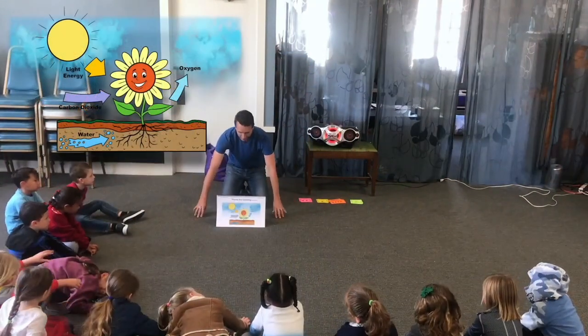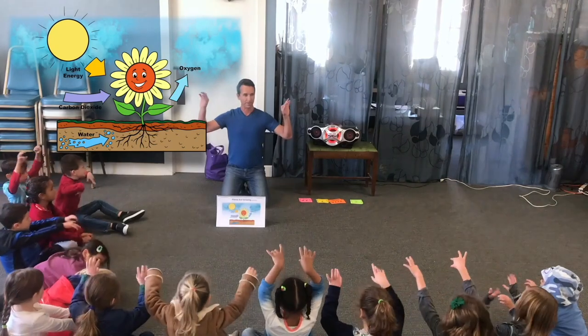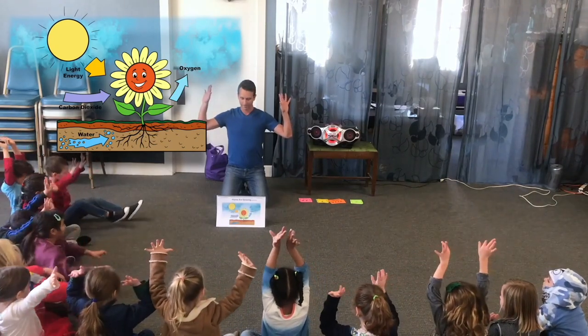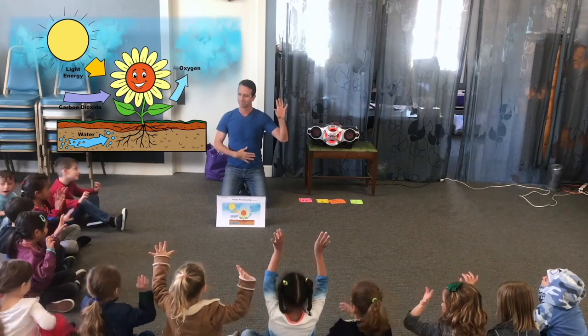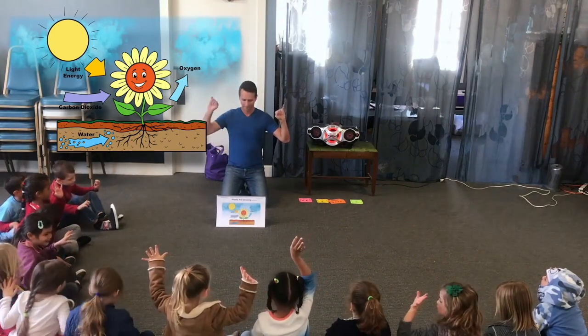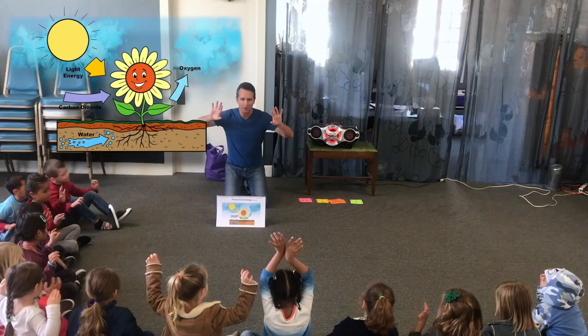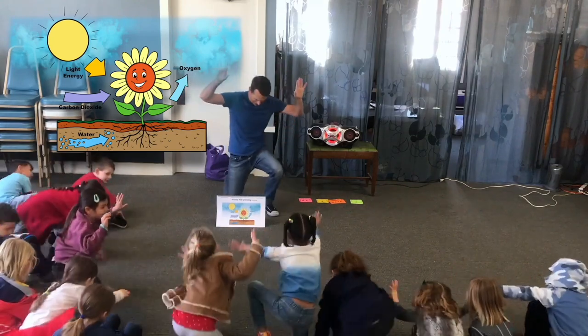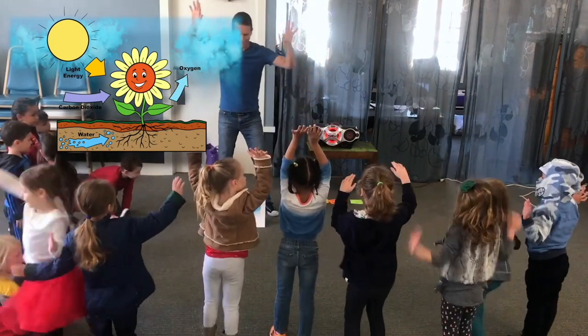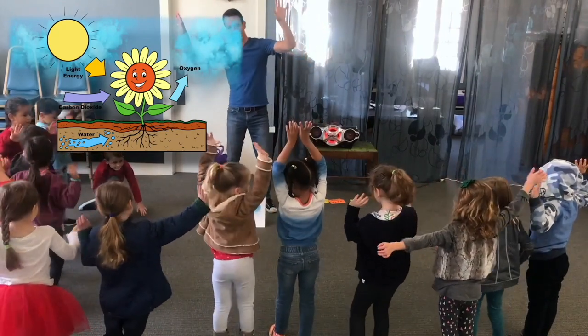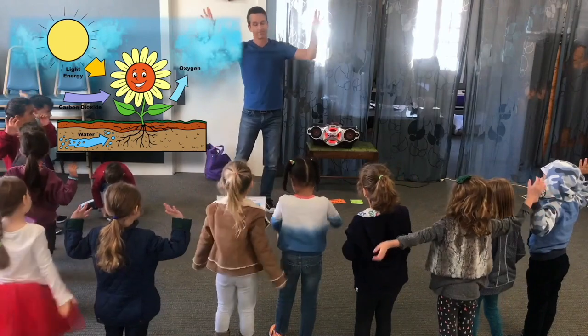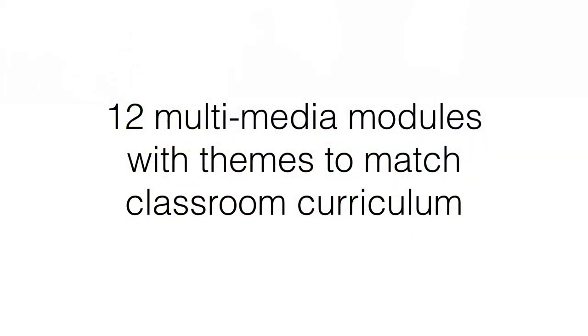Plants are growing. Now let's see our leaves. My leaves open up to the sun. I use the sun's energy to make food for me. Growing leaves one by one. That's how I grow tall. That's how I grow strong. With my roots in the ground and the sun on my leaves, that's where I belong.